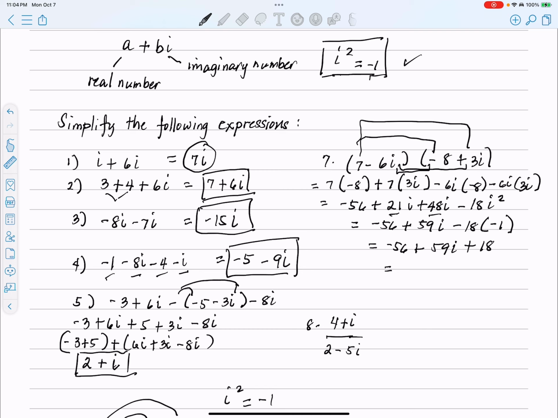Okay, so which ones can I combine? Negative 56 and 18. So subtract. You come up with a negative 38 plus 69i, sorry. So that's negative 56 plus 18.